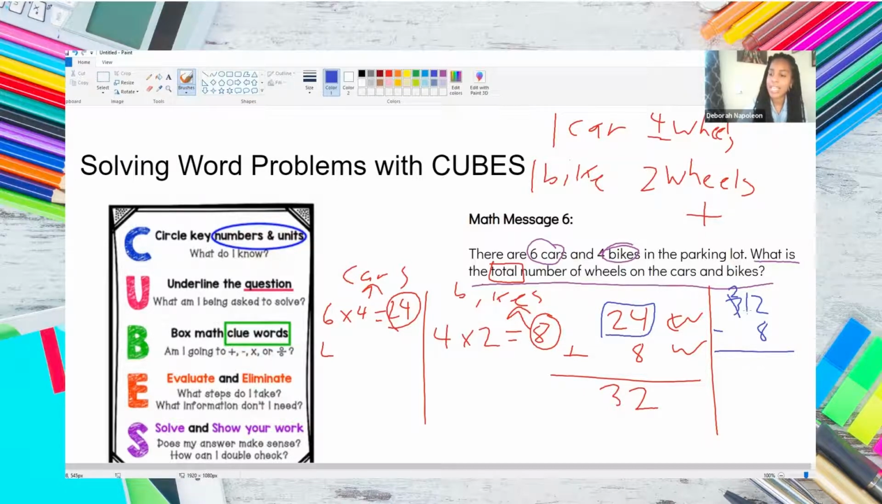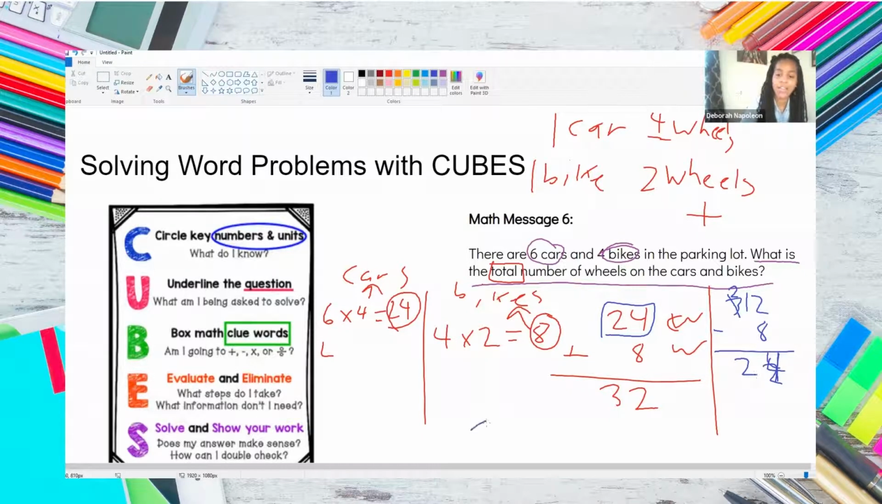12 minus 8 equals 2. I'm sorry, 12 minus 8 equals 4. I said that so confidently and I was wrong. 12 minus 8 equals 4. 2 minus nothing equals 2. Is the answer 24? Yup. So that means my answer is correct.